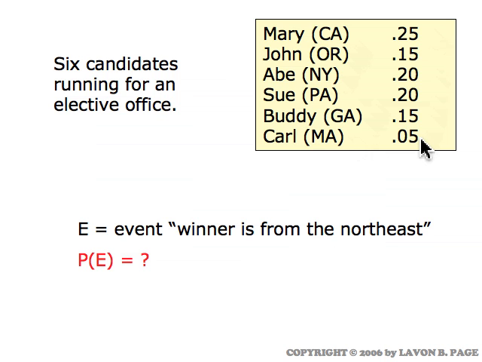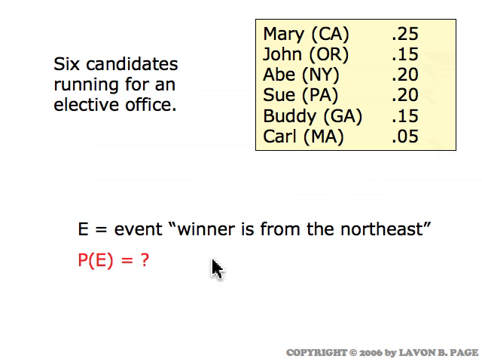Let's check for consistency if these probabilities do add up to 1. Remember, that's a requirement. 0.25, 0.15, 0.05, 0.20, 0.20, and 0.15, yeah, they do add up to 1. So at least we're on sound mathematical ground here. We have these possible outcomes and the probabilities adding up to 1.